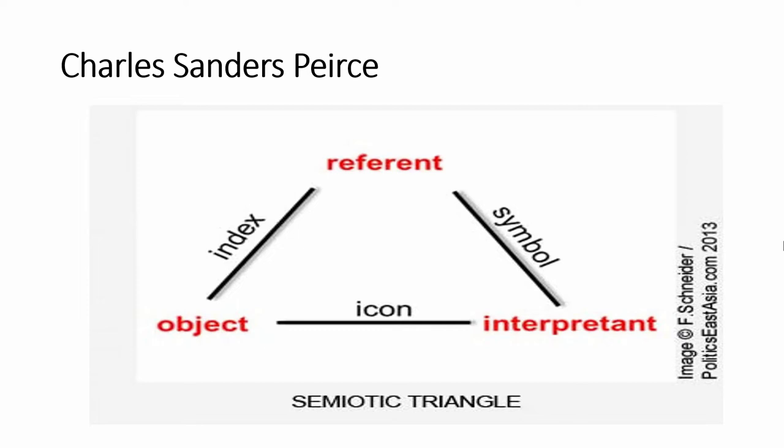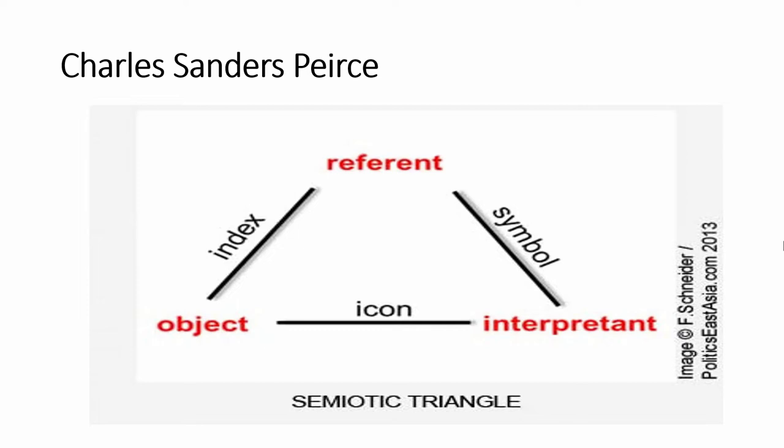The second type is an index. The relationship between a sign and the object it stands for is cause and consequence. As I said, like temperature and illness, so temperature is an index of illness, just like smoke is an index of fire. For instance, we always detect professional dancers and military officers or sports people because of the way they move. Right, so the movements are the indexes of their profession.